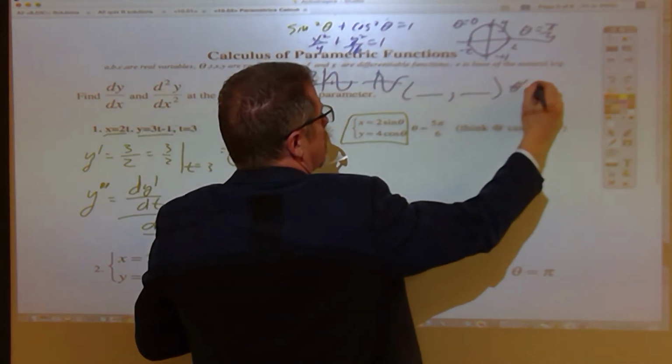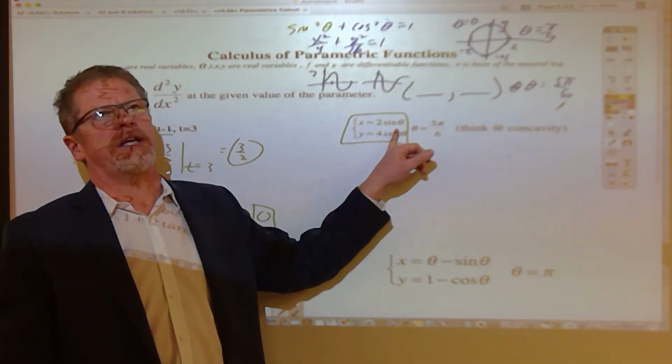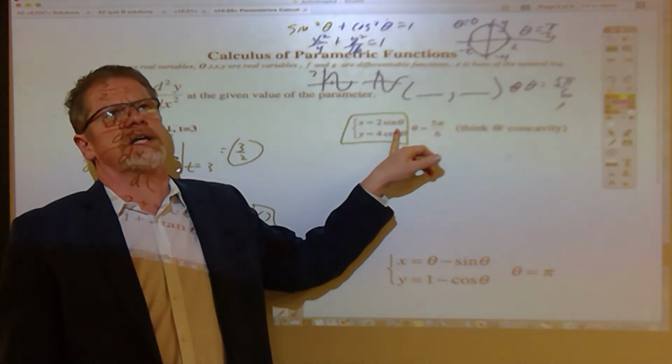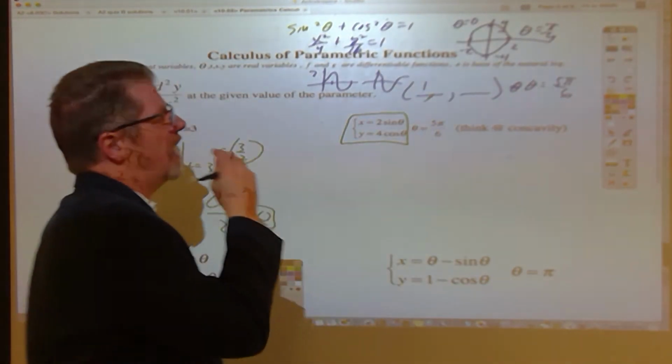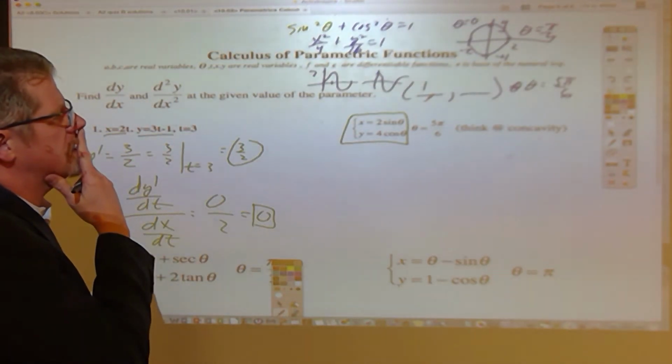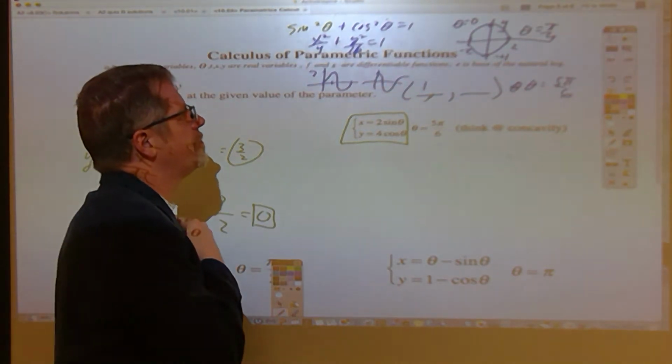At theta equals 5 pi over 6. Let's just substitute 5 pi over 6 in for theta. Using my pre-calculus, I know that the sine of 5 pi over 6 is 1/2, and half of 2 is 2. So we're at the point 1, comma, and so I'll look at one thing real quick. Yeah, we're good.